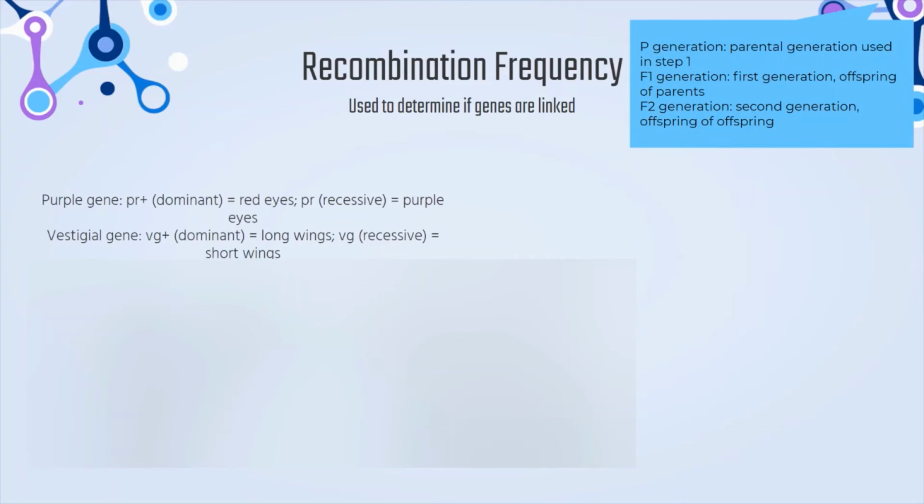In this problem, the purple gene will be denoted with a PR plus being dominant, meaning it will have red eyes, and a PR being recessive, or purple eyes. And there will be a second gene called the vestigial gene, and VG plus is dominant, meaning it will have long wings, whereas a VG without the plus will be recessive and will denote short wings.